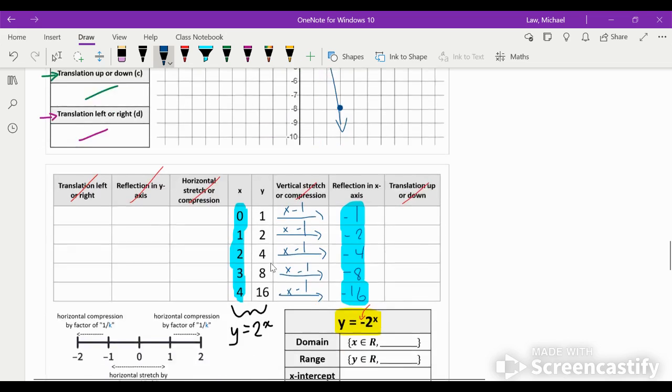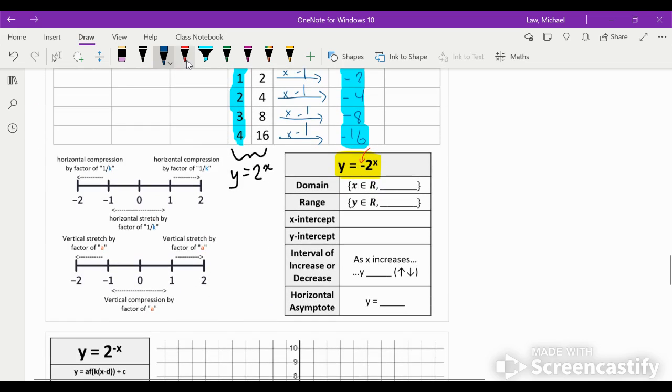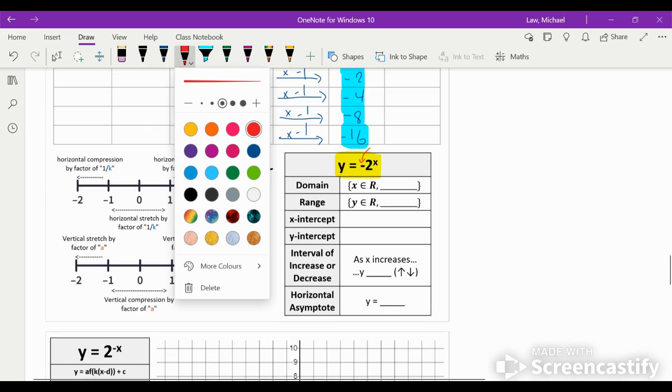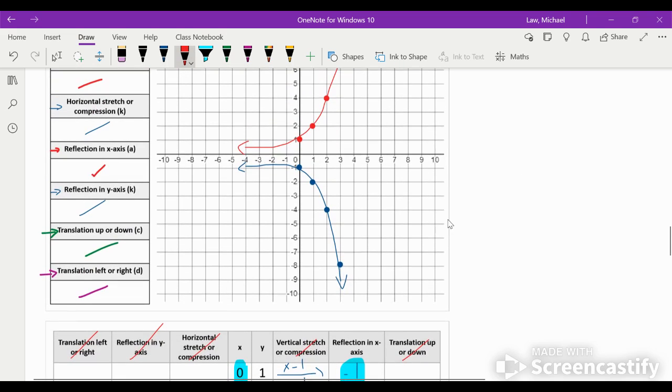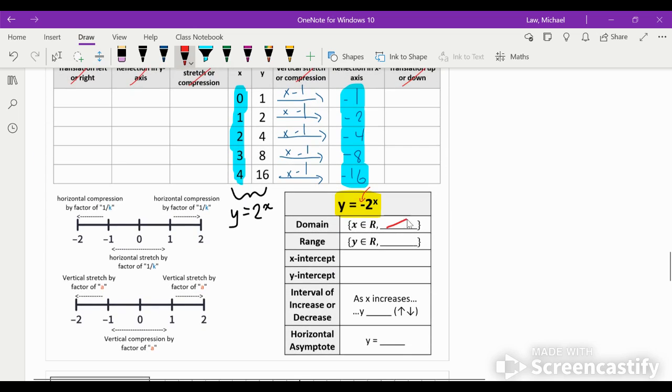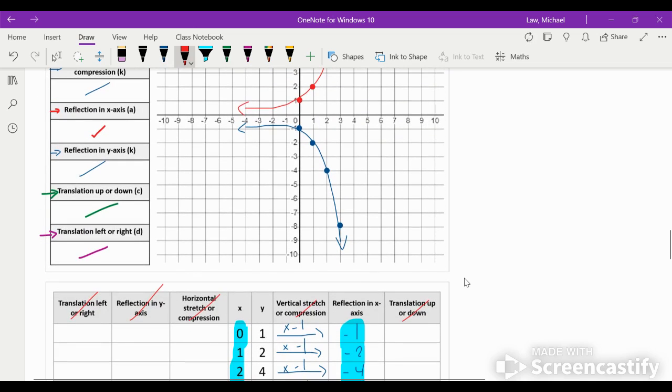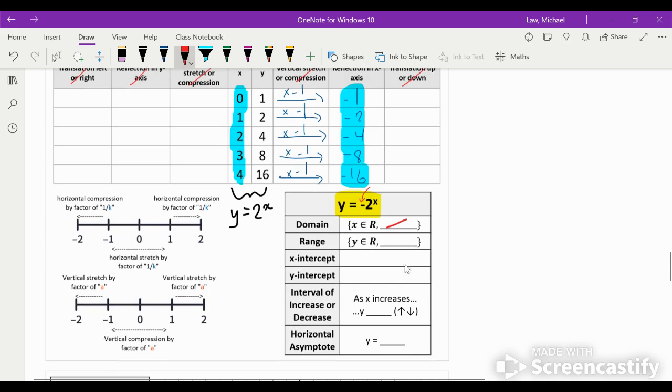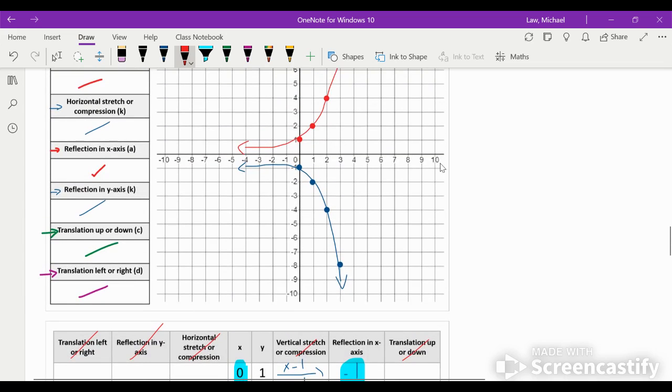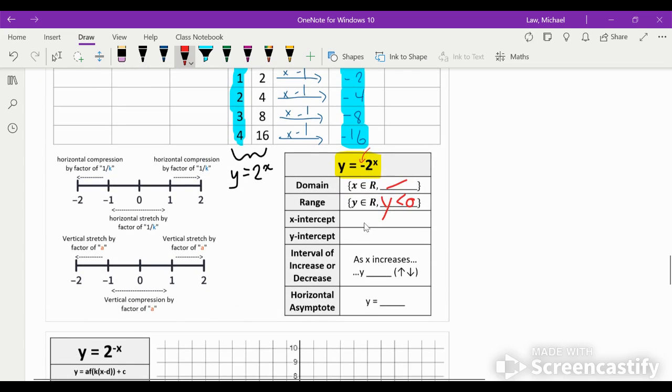Next, let's determine its properties. So in terms of the domain, the domain is x is an element of the real numbers. That really hasn't changed. Now, in terms of the range, you'll see that because this function has been reflected across the x-axis, that means the range is going to be y has to be less than 0. There is no x-intercept, so let's just cross that out.